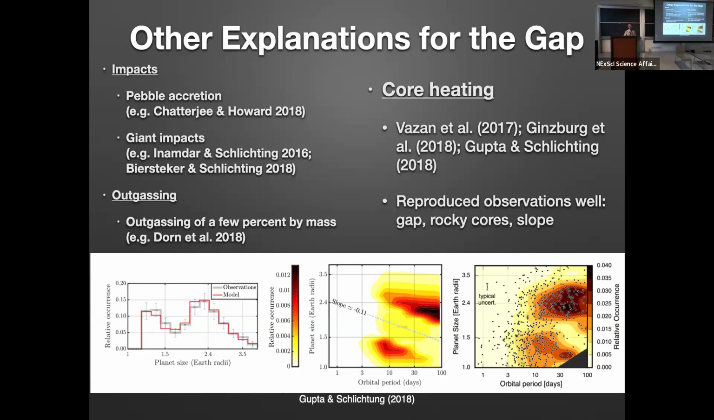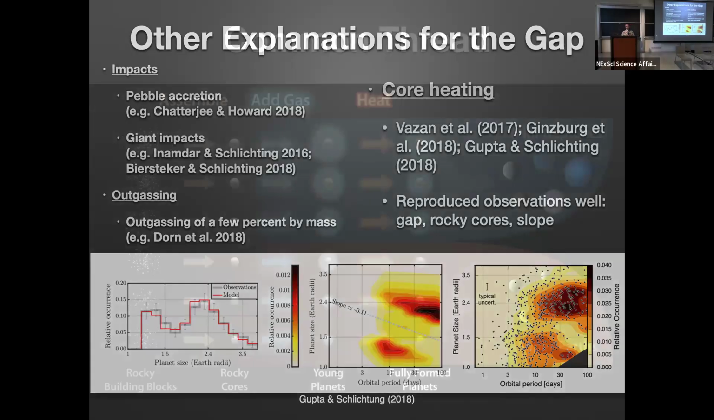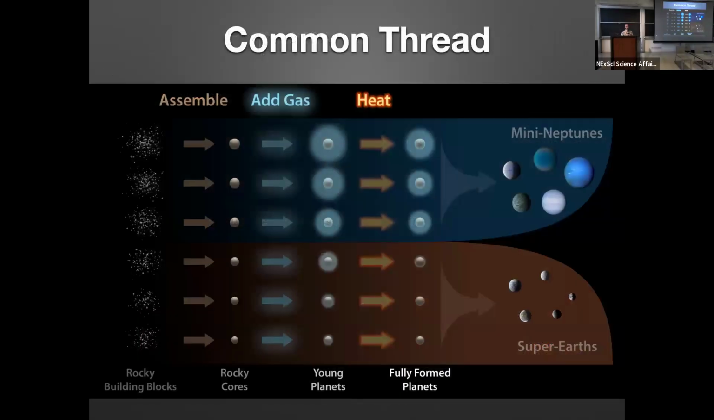Now, these all seem like quite different formation mechanisms, but they do have common threads. Basically, the idea behind all of these is that you assemble planets into rocky cores early on. You add gas at some point, either during that formation time, shortly after, or even late stages. And then you add heat to that atmosphere, and that drives the atmospheric escape.